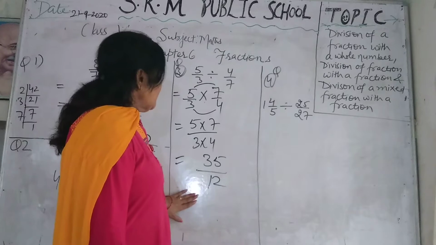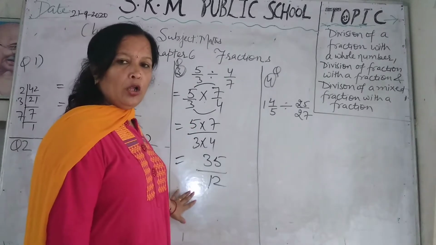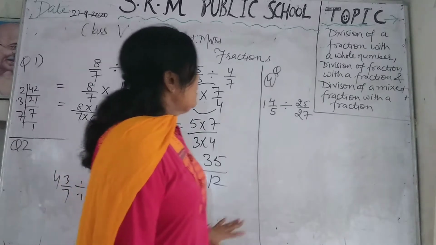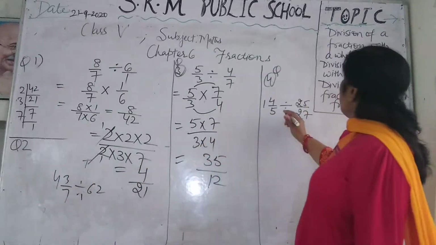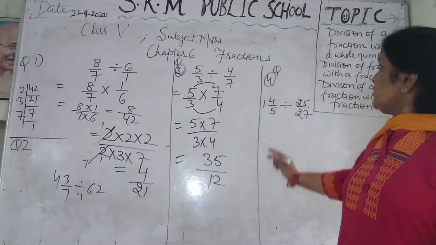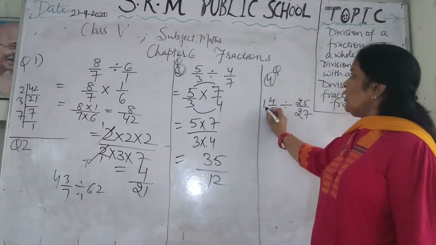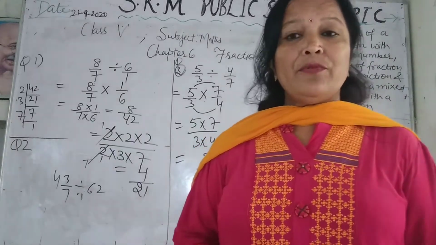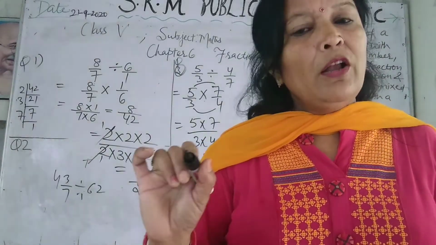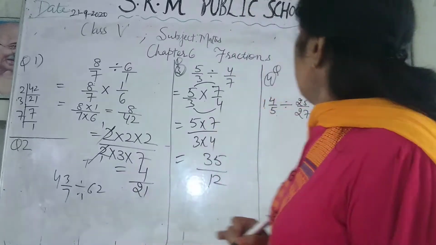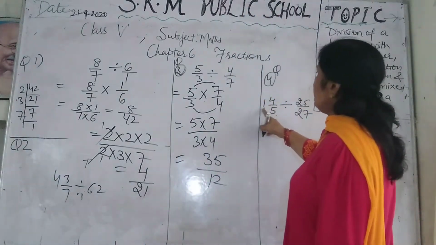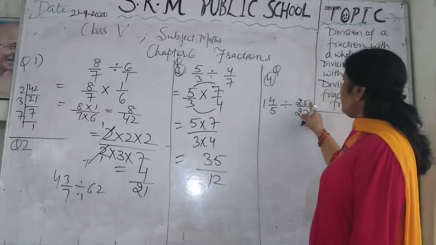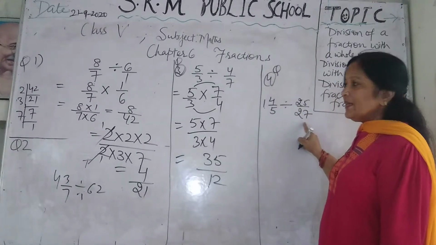Now, in this way, you can solve the division of a fraction with a fraction. Next is division of a mixed fraction. As you know, this is a mixed fraction, 1 whole 4 upon 5. How do we read a mixed fraction? 1 whole 4 upon 5. This is 1 whole 4 upon 5 divided by 25 upon 27.